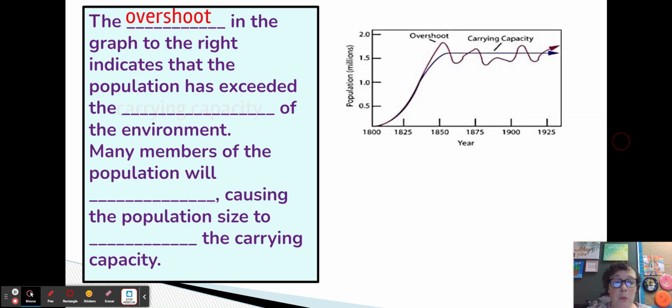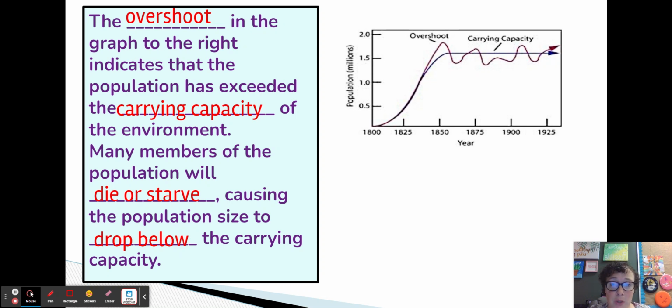So when we look at carrying capacity curves, there's a couple key points we have to look at. Now, often as they grow exponentially, they grow out of control and they actually will reach a point above the carrying capacity where it becomes overpopulation. And we call that the overshoot point.